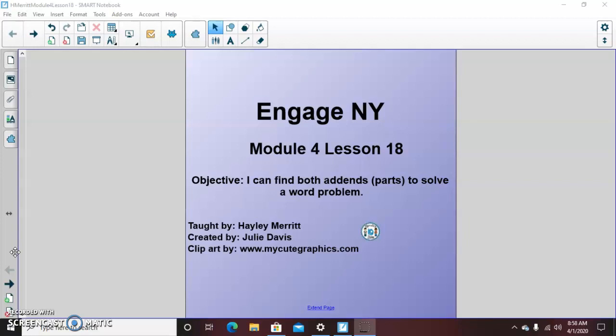Our objective today is I can find both addends. Ooh, addends is a big word. Addends means parts, and we've already been doing that, really. We've already been figuring out the two parts to solve a word problem.